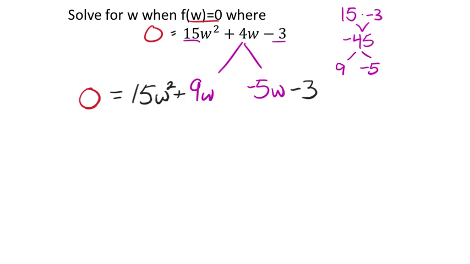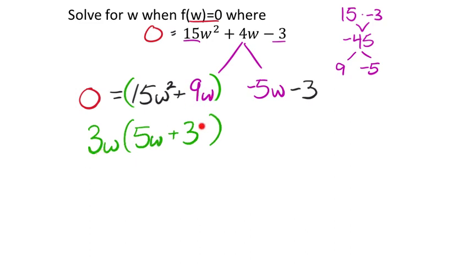From here, let's factor this first group, this pair. I know I can factor out a W from there, but also it looks like I can factor out a 3. So 15 divided by 3 is 5, 9 divided by 3 is 3, positive. We took out a W from the first term and the second term, but that leaves us with no more W's.